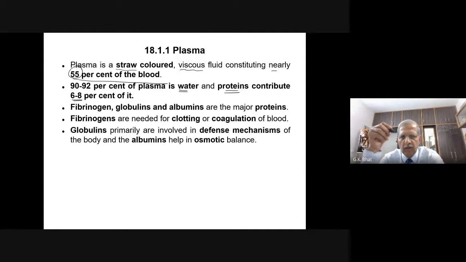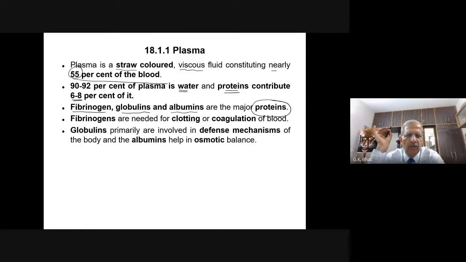I repeat, in the plasma, 90 to 92% is water and 6 to 8% is protein. When we speak about the protein, there are three types of proteins. Which are they? Fibrinogen, globulin, and albumins. These are the three types of major proteins found in the plasma. Each with its own function to perform.